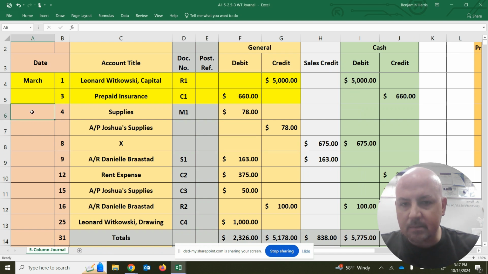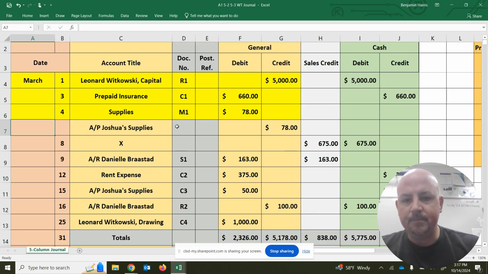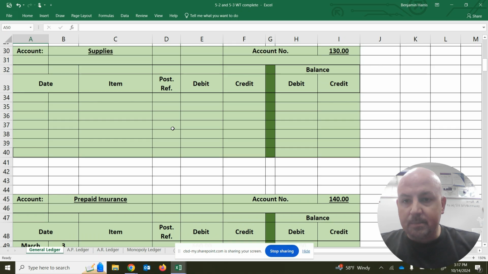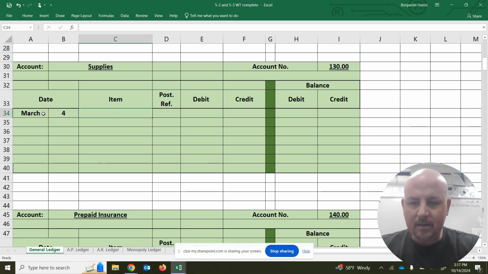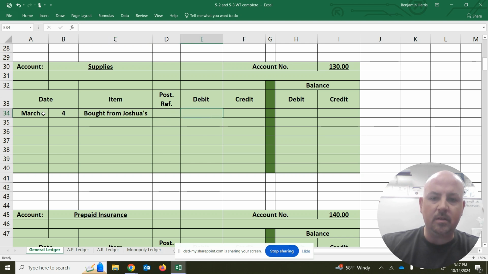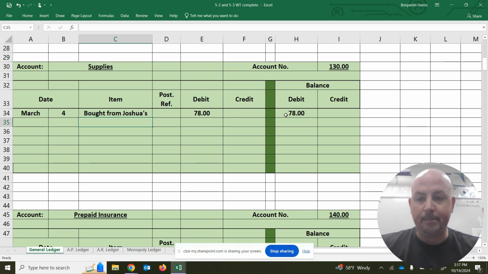And the next one is supplies. Supplies has a $78 debit. There it is. So we're going to find supplies here. Account number 130. The date is March the 4th. Let's put in here "bought from Joshua's." This is just a little reference to tell us where this particular debit entry came from. We bought supplies on account from Joshua Supplies, $78. That becomes our debit balance here.